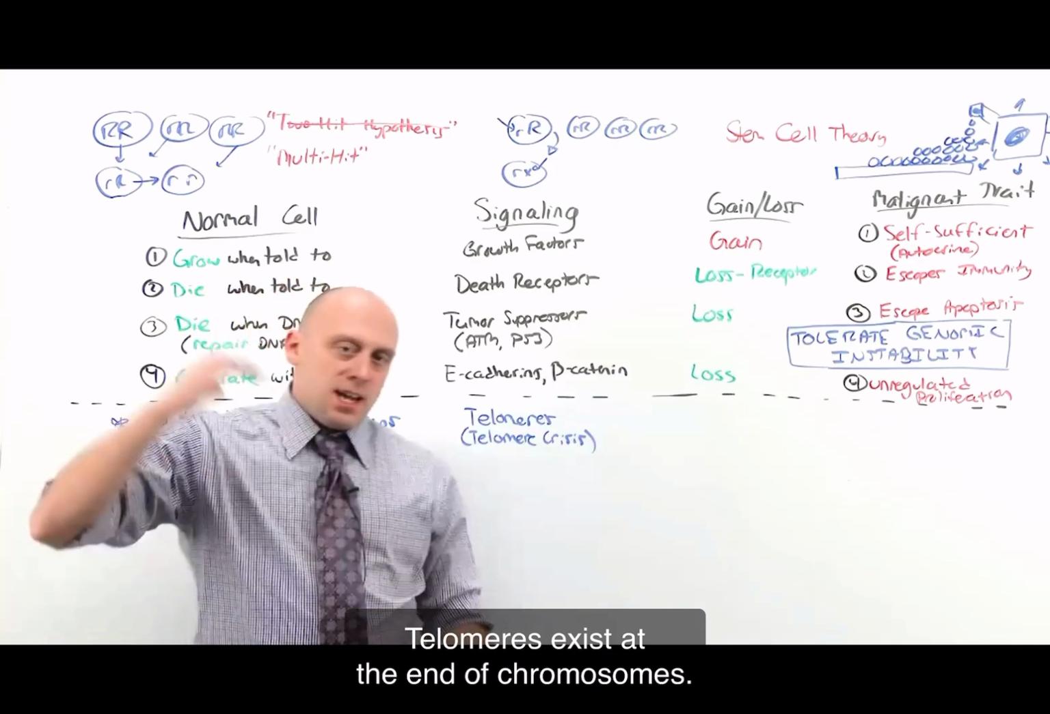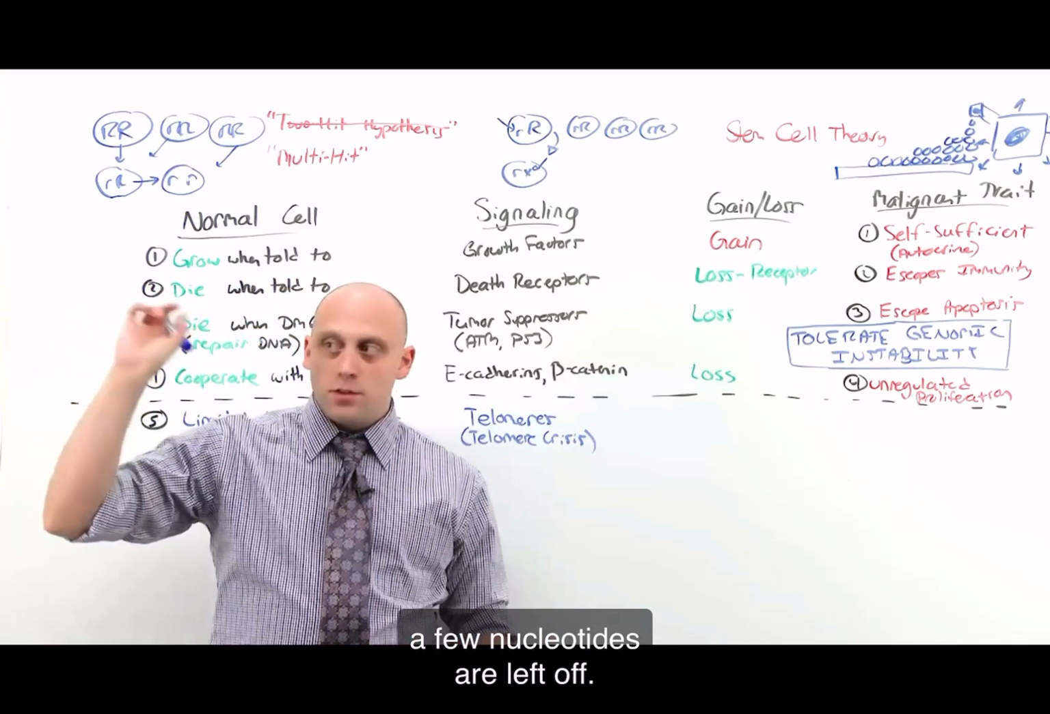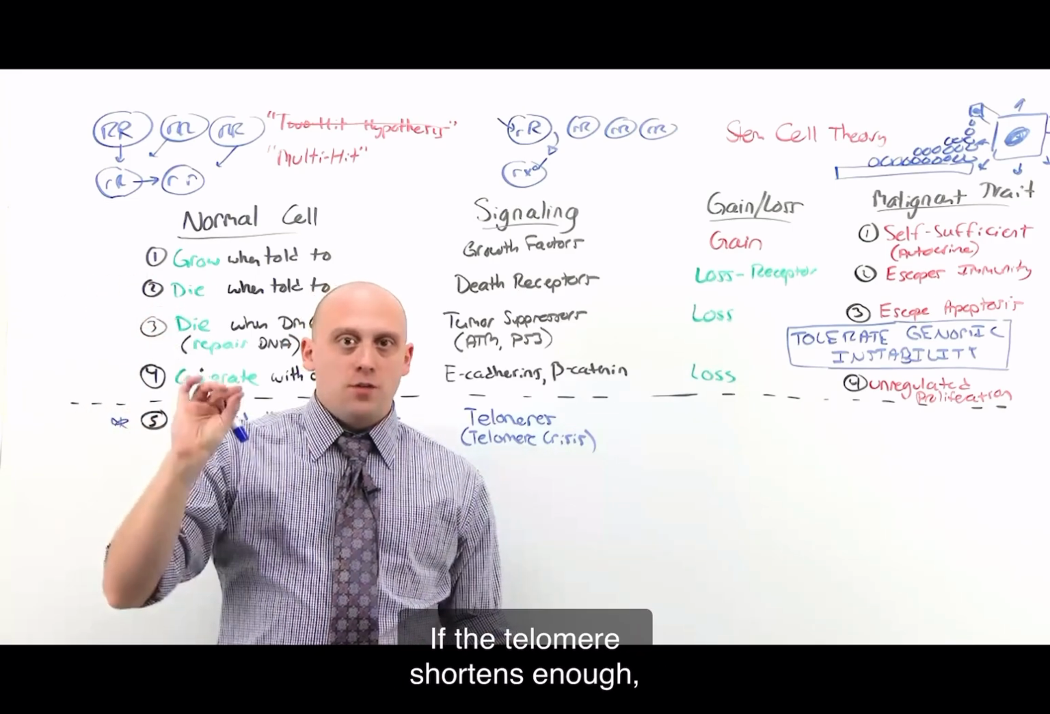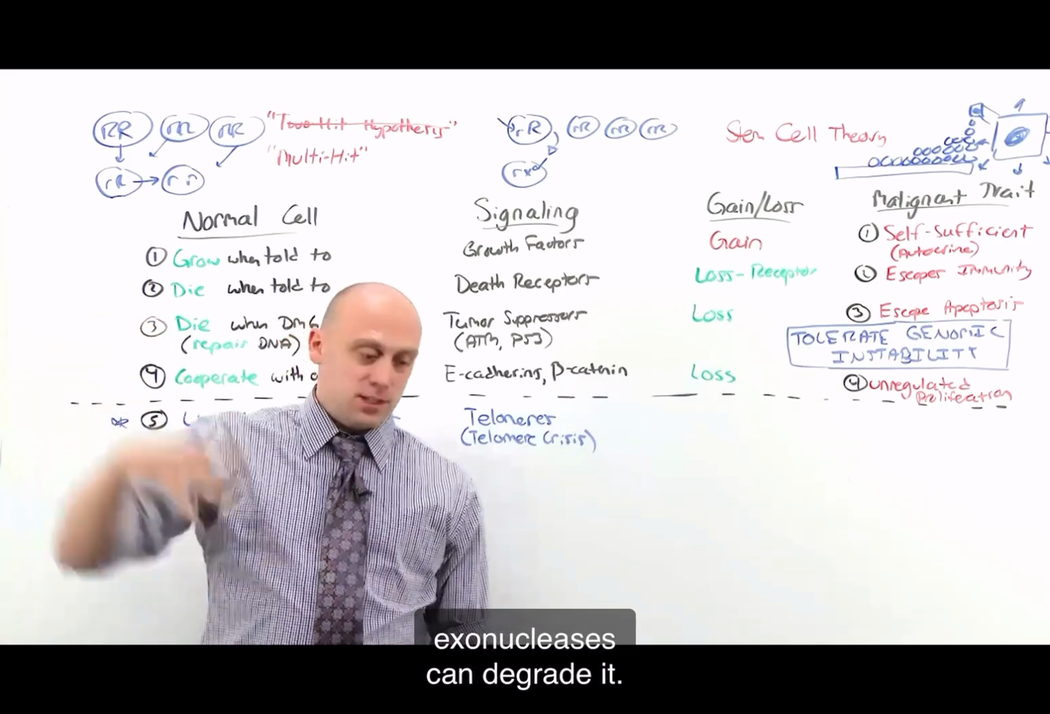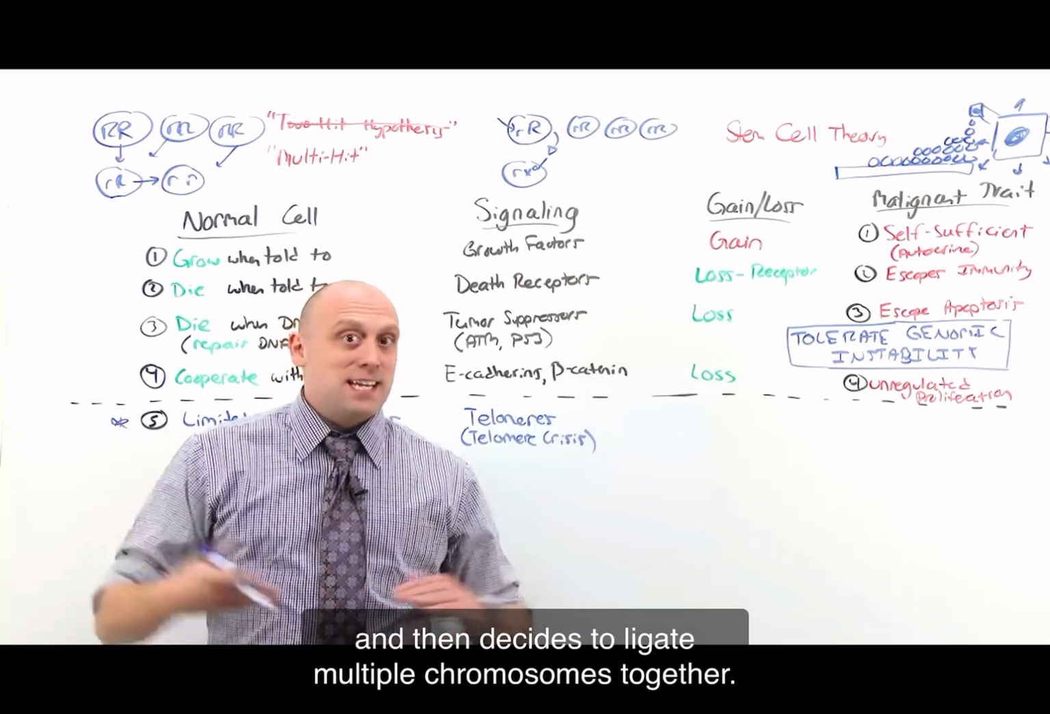Telomeres exist at the end of chromosomes. Every time a chromosome is replicated, a few nucleotides are left off. The telomere shortens. If the telomere shortens enough, it exposes the chromosomal DNA. Exonucleases can degrade it. The cell identifies that as a DNA break and then decides to ligate multiple chromosomes together.